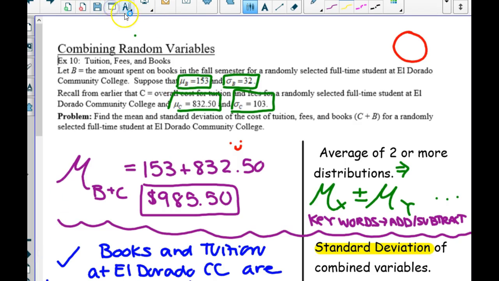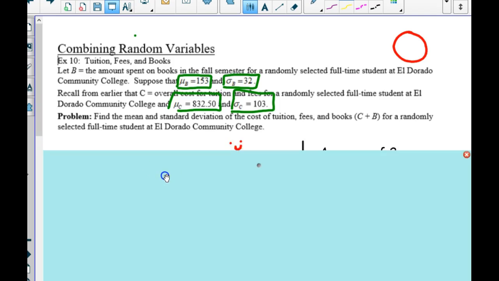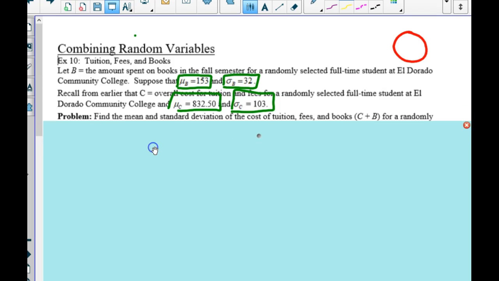All right. First example, there's 3 examples. I'm going to just quickly summarize. Example 10, if you read through it, it is about the amount of money spent on books for an El Dorado Community College student. And we've already found the average is $153 and the standard deviation is $32. Just a friendly reminder, make sure you know how to interpret the average and the standard deviation. And if you don't, make sure you ask.